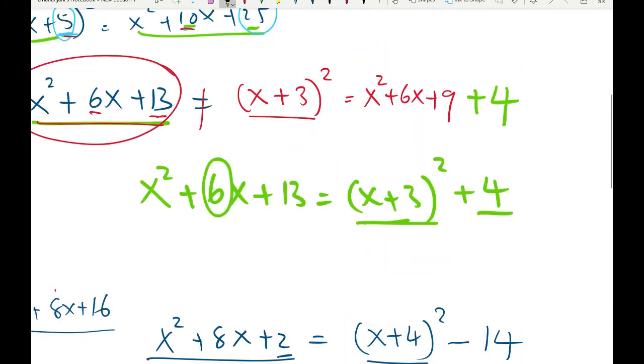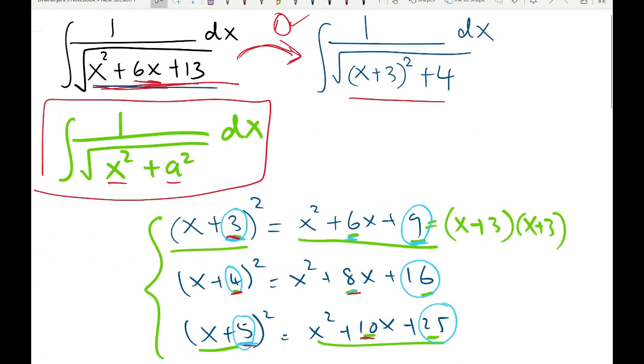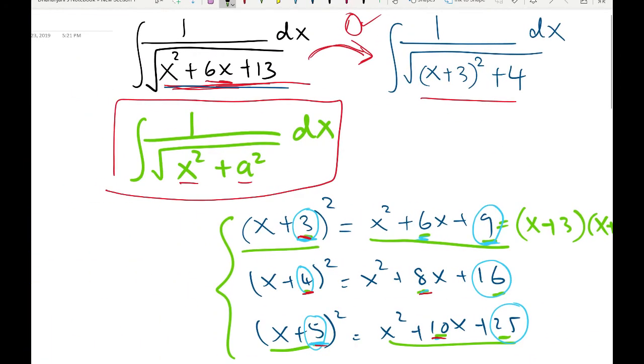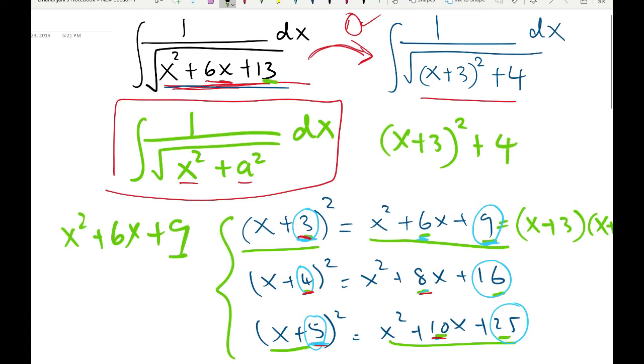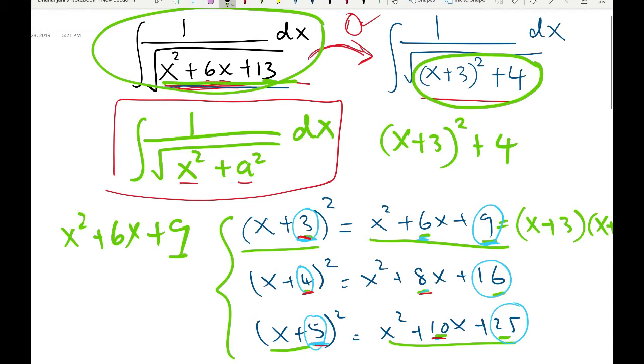So what does this mean? Well, now when you have x² + 6x + 13, think about this. 6 divided by 2 is 3, so it's (x+3)². (x+3)² gives you x² + 6x + 9, but you have 13 here, you need 4 more, so plus 4. That is how I get this term inside the square root, using the function inside the square root in the original problem. This is called completing the square.